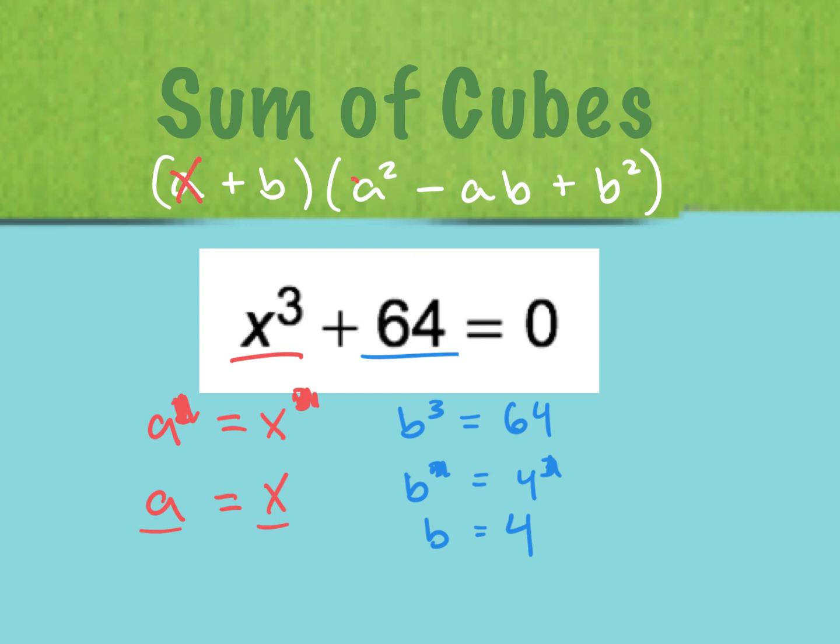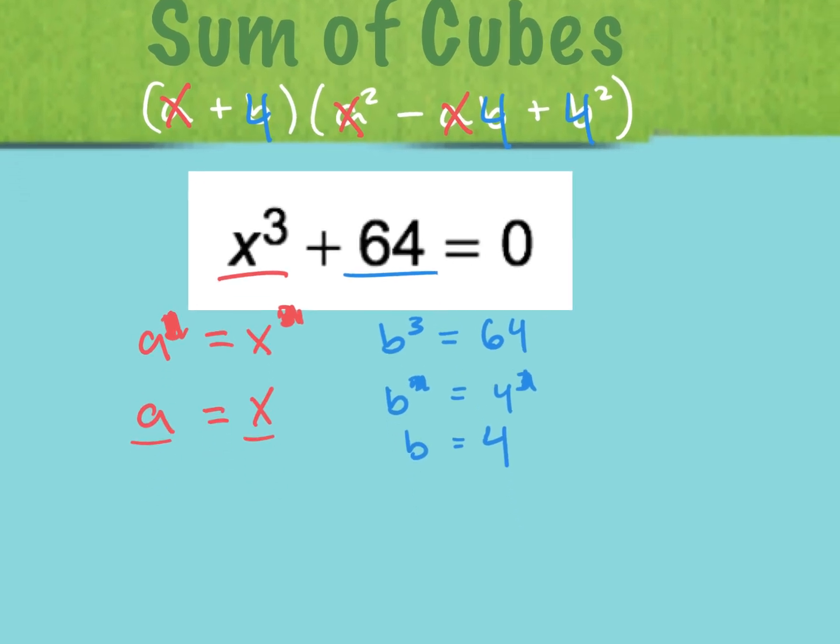So I plug in an x there, an x there, and an x there. Everywhere I see b, I plug in 4. So I plug in 4 for b, 4 for b, 4 for b. So let's rewrite it.